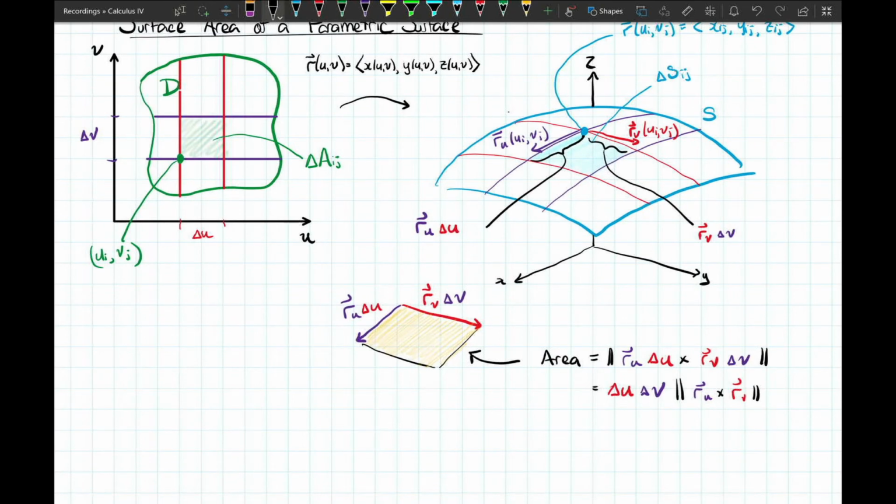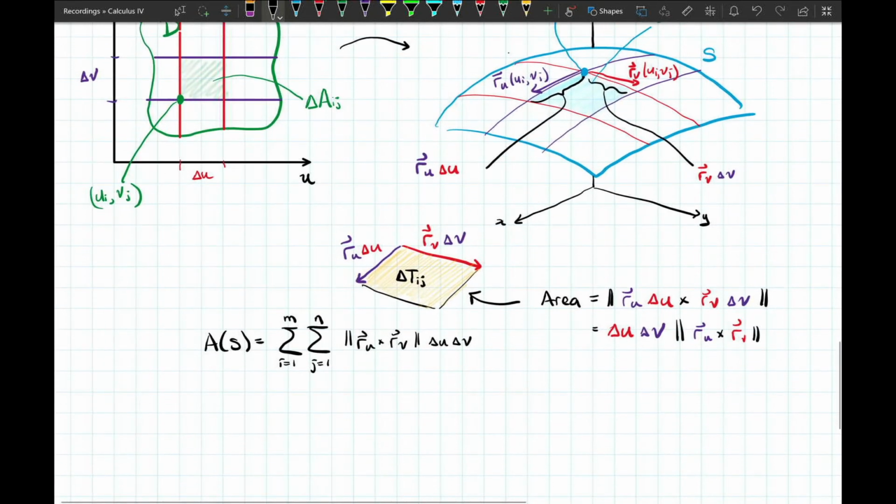Instead of adding delta Sij, since this is a tangent plane, why don't we call this delta Tij? T for the tangent plane, and each of the sub-patches ij. Finally, the area of S is going to be a sum over all of the patches, so from i equals 1 to m, and j equals 1 to n, adding up all of these parallelograms. That's simply the magnitude of this vector, ru cross rv, and then multiplying by delta u delta v. But delta u delta v, going way back here, is simply delta A. That is our area of the uv plane.